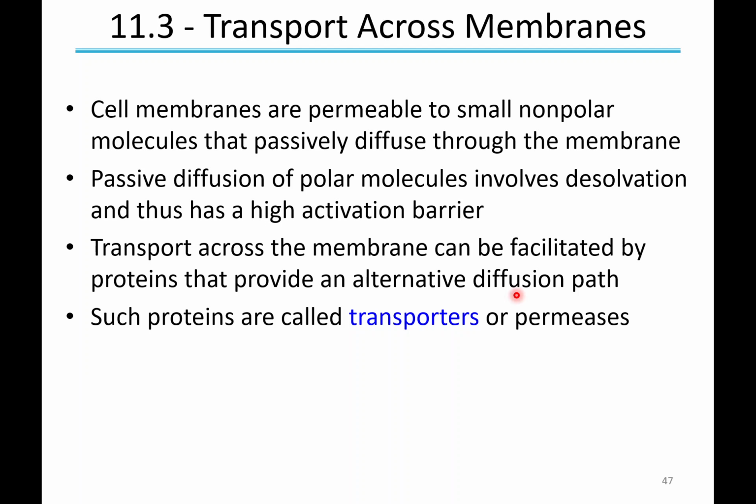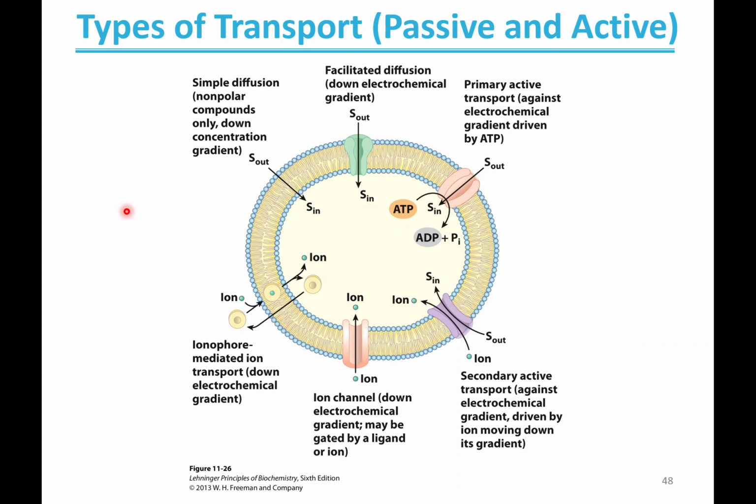Transport across membranes can be facilitated by proteins that provide alternative diffusion paths. Such proteins are called transporters or permeases. As we'll see on the slide, there are 6 different types of transport that we'll talk about. One is simple diffusion. In this case, we're looking at something from the outside of the cell diffusing in.